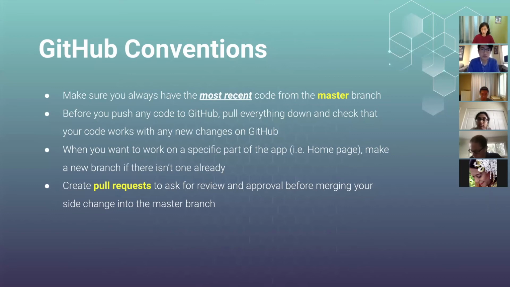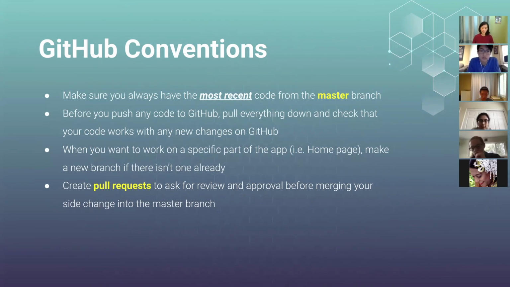So before you push any code to GitHub, and remember, pushing is just putting your local changes onto GitHub, you have to make sure you pull everything down from the master branch and check that your code works with any new changes on GitHub. So that's the reason why you need to pull everything down.